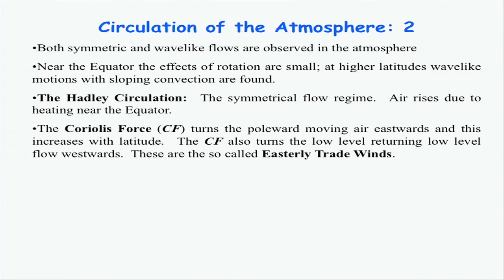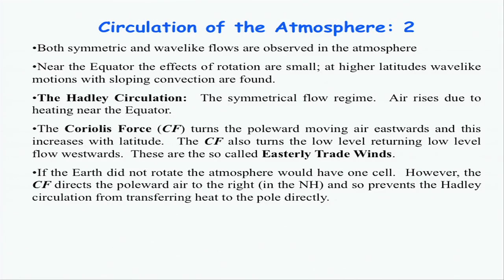Now, if the Earth didn't rotate, we'd only have one big cell between the equator and the pole. However, because we've got the Coriolis effect due to the rotation of the Earth, that's going to direct poleward moving air to the right in the northern hemisphere, and that's going to prevent the air reaching the pole. And that air is also cooling and descending, so it's actually going to start to descend again, and it descends a long way before it reaches the polar regions, around about 35 degrees or so. So that heat transport is limited by the rotation to some extent.